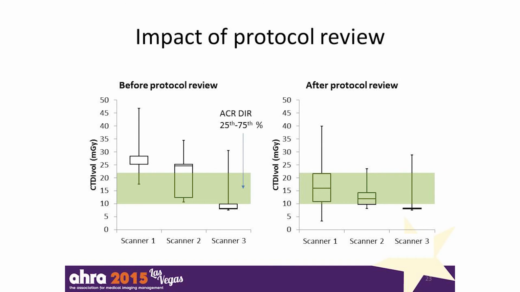I wanted to give you a few examples of once you've identified these problems, how much impact you can have. This is a protocol looking at 3 scanners at one of the sites I've worked with. They were looking at the pulmonary embolism protocol. And the green bar here is the ACR dose index registry, 25th to 75th percentile. So in an ideal world, you'd be somewhere in that green bar. What they found out is the median dose for 2 of their scanners was above that 75th percentile. And they said, why is that? When we took a look at the protocols, we found out that the slice thickness was set incorrectly. We corrected that problem, and afterwards, the doses came back in line, and the radiologists were pleased with the images.